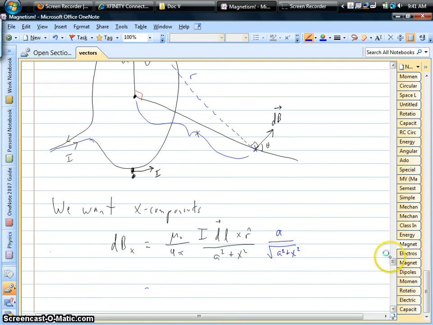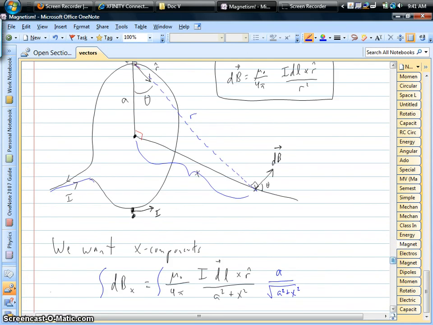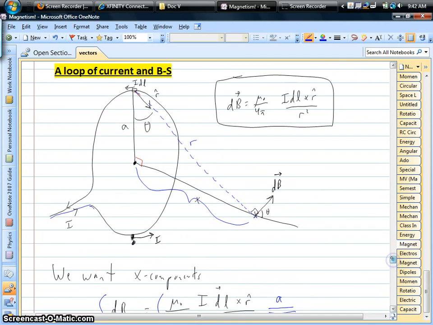Once you have the x component from one little element of current, we can add up everything to get the total field that points along the x-axis. That makes up our integral. Now what's cool about this, and makes this pretty easy to solve in the end, is the fact that almost everything here is a constant. We've got the mu, the 4 pi, the current is just the number of amps. A is the radius of the hoop, that's a constant. And even x is a constant. It's a fixed point out on the axis.